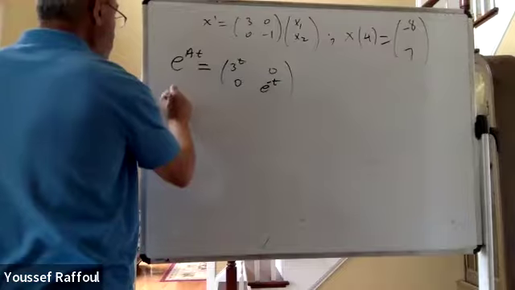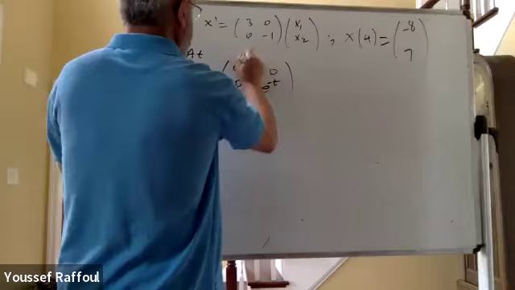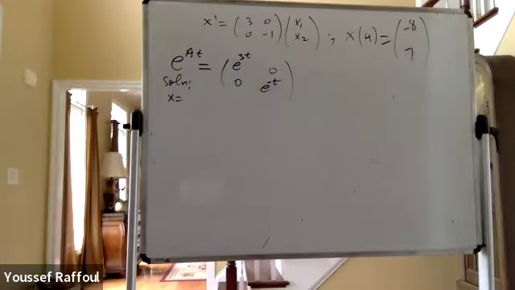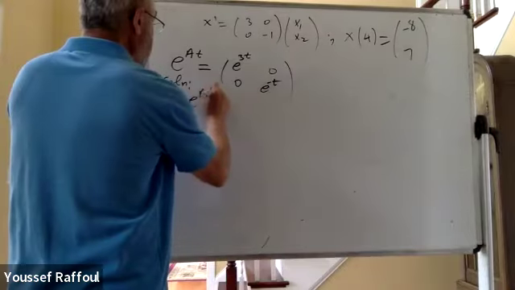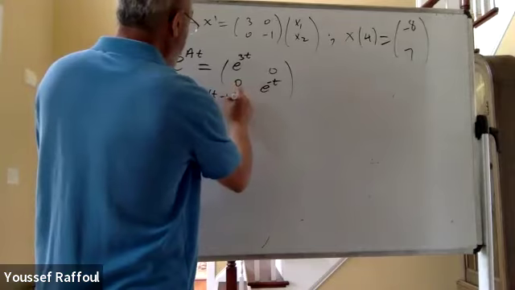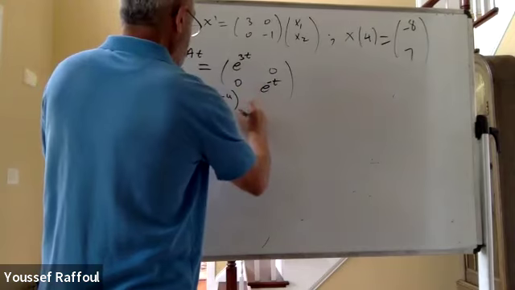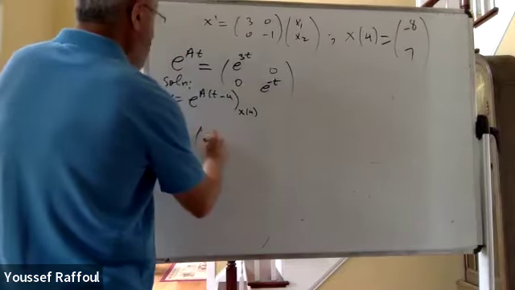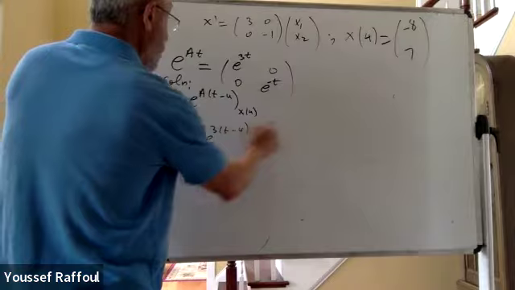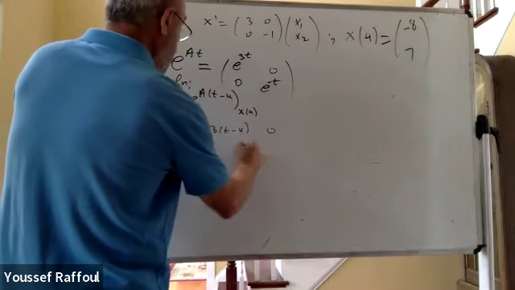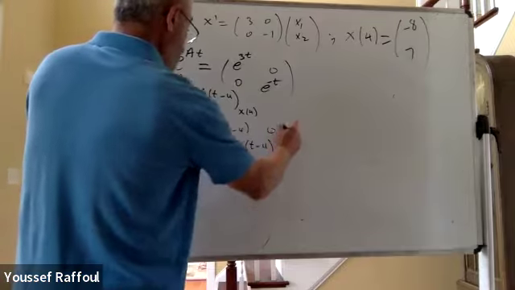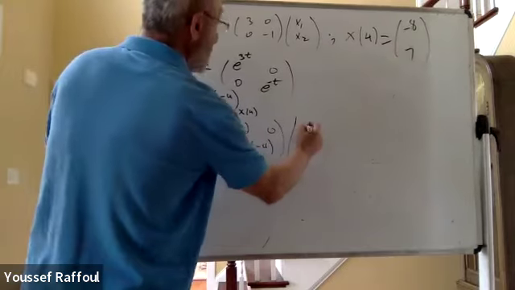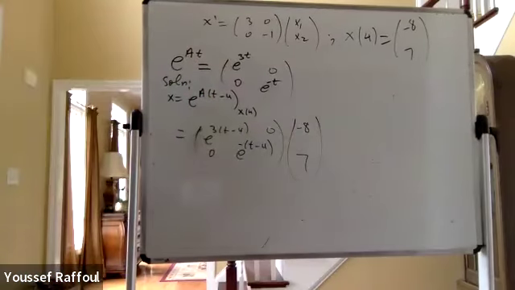Now the solution, x. Hi, Professor. I think that should be e to the 3t, not 3 to the t. Yes. Cool. Thank you. All right. Then x is e to the a times t minus 4 times x of 4. So this is the matrix e to the 3 times t minus 4, 0, 0, e to the minus times t minus 4, times minus 8, 7. You see how you write the solution?